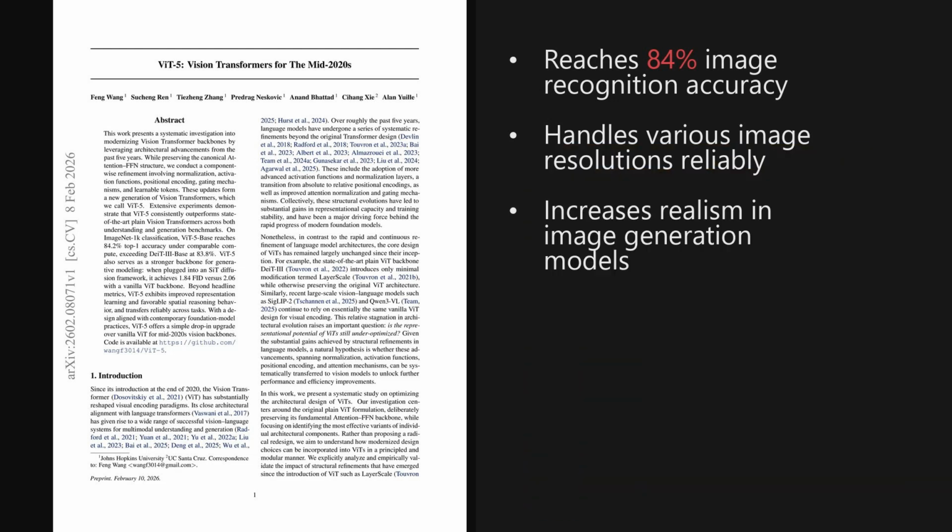I'm Alex. Today we're looking at a paper trending on X, published on February 8, 2026, just 1 week ago. It introduces a systematic modernization of vision transformer backbones by adopting architectural refinements from large language models, achieving over 84% top 1 accuracy on ImageNet 1K. The paper is titled ViT-5, Vision Transformers for the Mid-2020s. And, as we'll see later, the results suggest that standard vision models still have a lot of untapped potential.